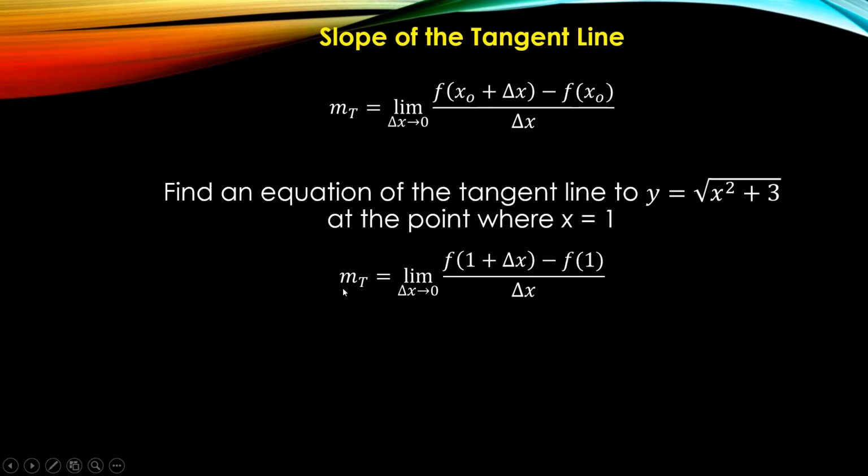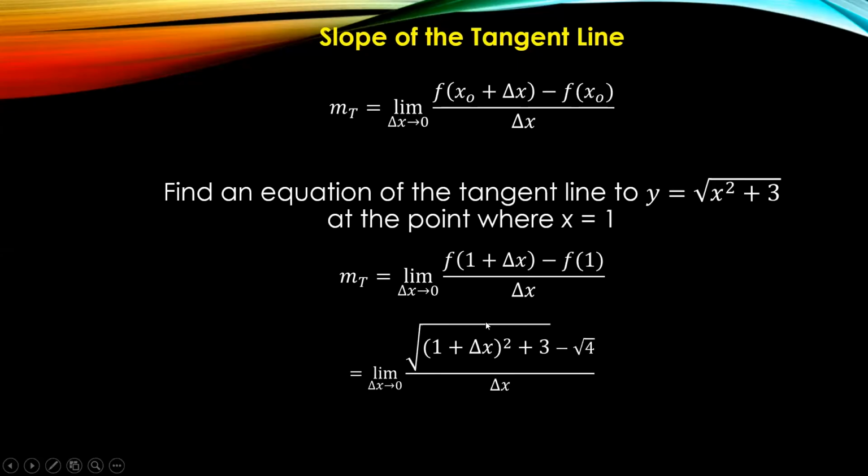It's okay. So that means the slope of the tangent line here is basically f of 1 plus delta x minus f of 1 all over this. So what do you do with that? You basically plug in 1 plus delta x for every x. And then here, 1 for every x. So do you get this point up to here? Okay. And then let's try to evaluate this.